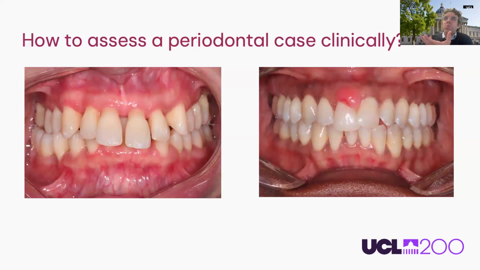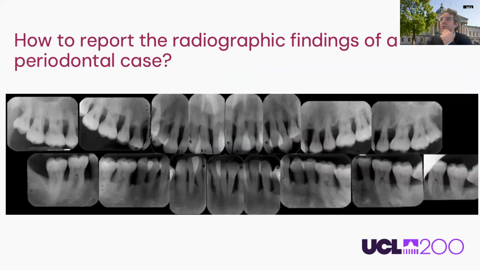In year one, again, we start looking at key aspects of assessment of a periodontal case. So all the aspects of soft tissue assessment, hard tissue assessment, how to describe the clinical presentation from a periodontal standpoint, how to appreciate differences of soft tissue in terms of quality, texture, inflammation, all of these elements that are key skills for periodontal assessment.